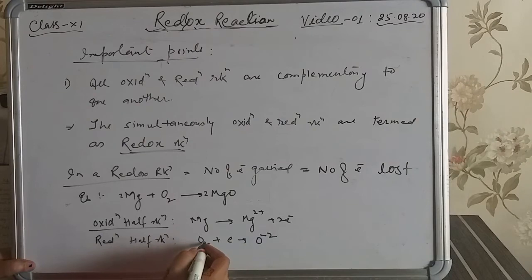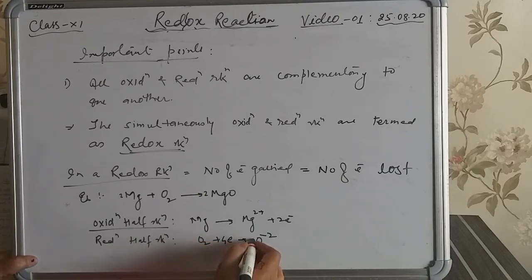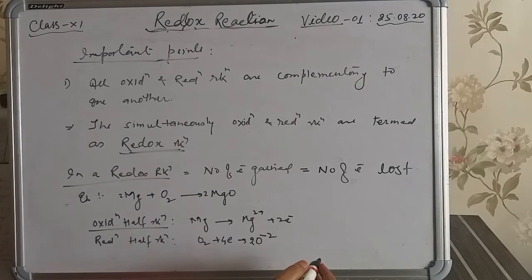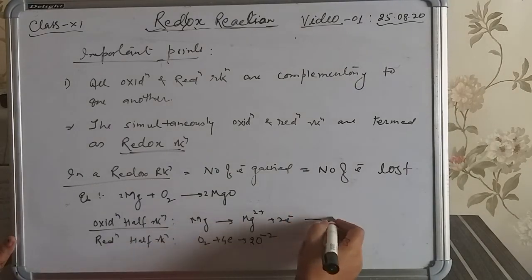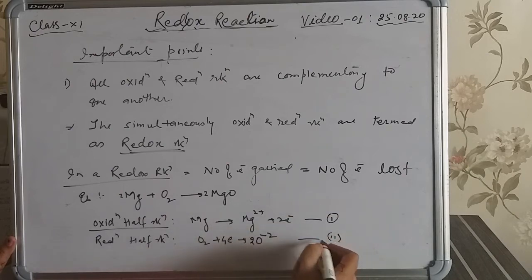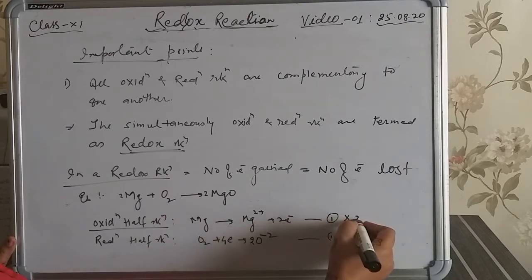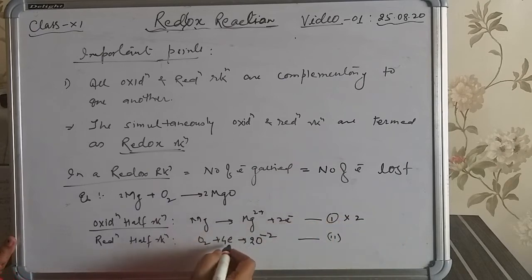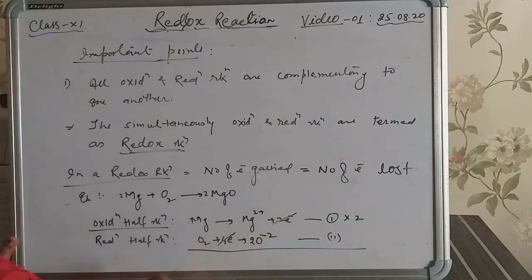So there are 2 oxygen atoms. One oxygen atom gains 2 electrons, so 2 oxygen atoms gain 4 electrons. Balance the number of electrons in both equations by putting in the suitable stoichiometry. Suppose this is equation 1 and this is equation 2. Multiplying equation 1 by 2, it becomes 4 electrons here and 4 electrons there. So cancel the common terms and write down the balanced equation.